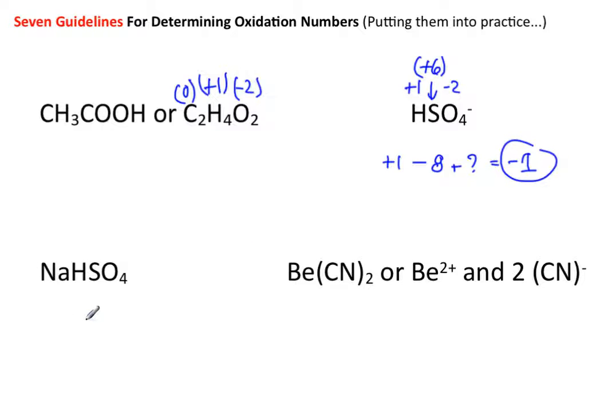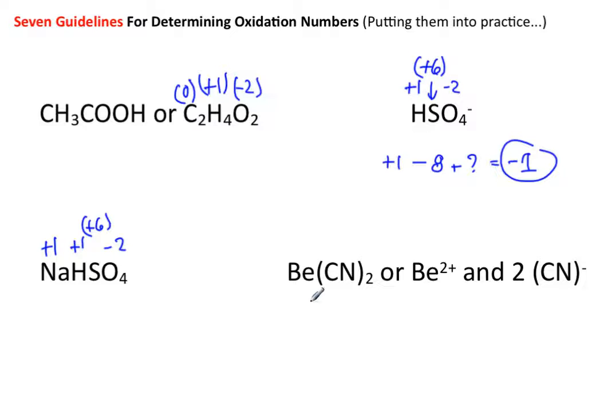Sodium hydrogen sulfate. Okay, now we have 4 atoms in here. -2 for the oxygen, +1 for the hydrogen. Sodium, always +1 when combined. So we do have 3 of them right away. So now we have +1, +2, -8, sulfur again, +6.